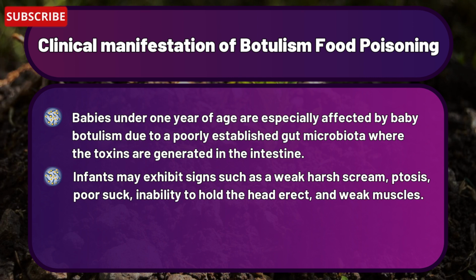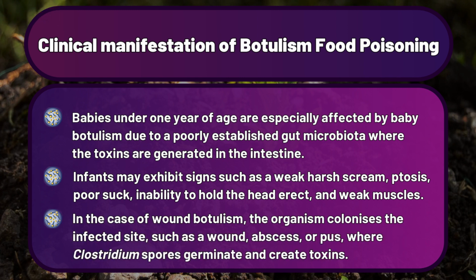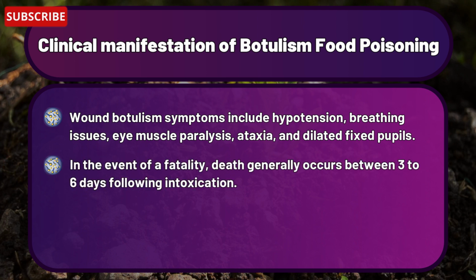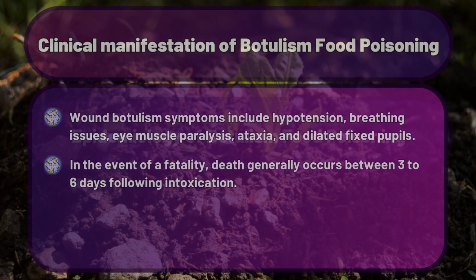Infants may exhibit signs such as weak, harsh scream, ptosis, poor suck, inability to hold the head erect, and weak muscles. In case of wound botulism, the organism colonizes the infected site such as a wound, abscess, or pus, where Clostridium spores germinate and create toxins. Wound botulism symptoms include hypotension, breathing issues, eye muscle paralysis, ataxia, and dilated fixed pupils. In the event of fatality, that generally occurs between 3 to 6 days following intoxication.